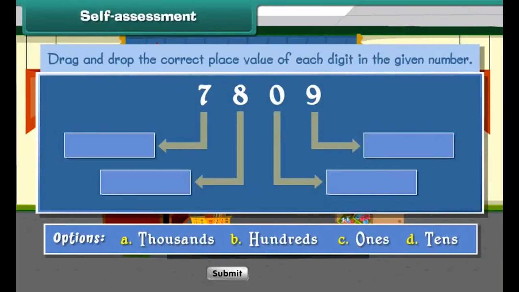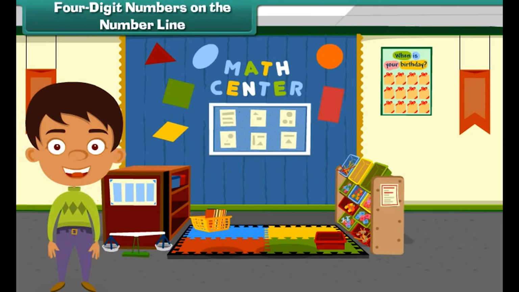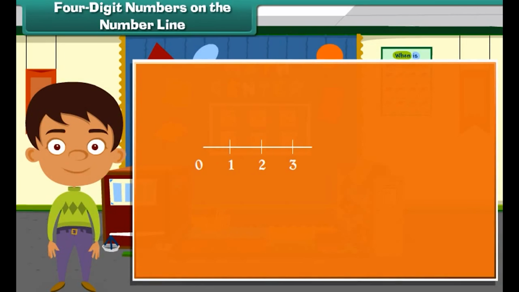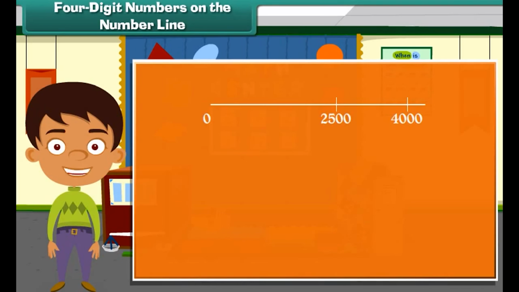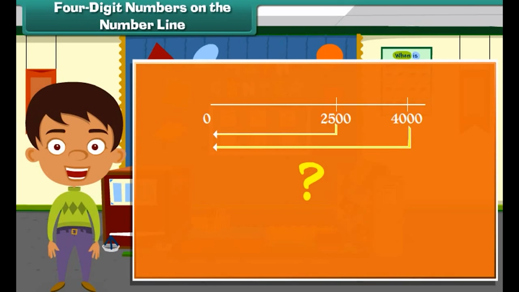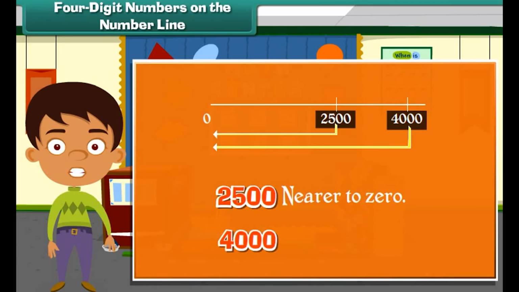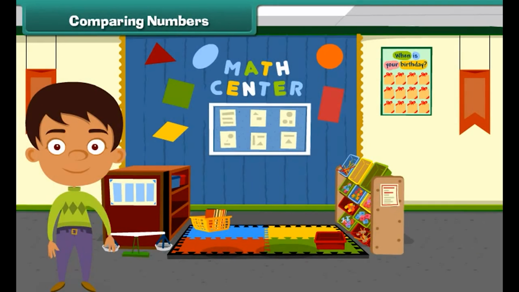Self-assessment. Drag and drop the correct place value of each digit in the given number. Four-digit numbers on the number line. A number line is a line that is used to represent numbers. A number line has equally spaced divisions. The smaller numbers are placed nearer 0 than larger numbers. Compare the positions of 4,000 and 2,500 on the number line. Which number will be nearer 0? Which of the two is bigger? 2,500 will be nearer 0. 4,000 is bigger.